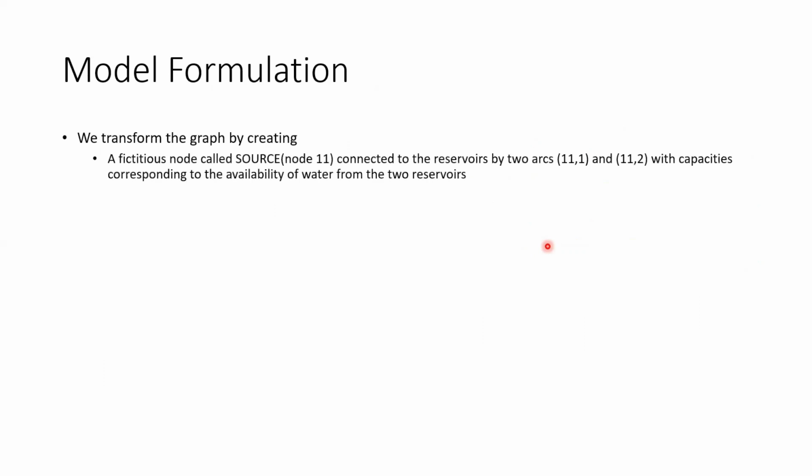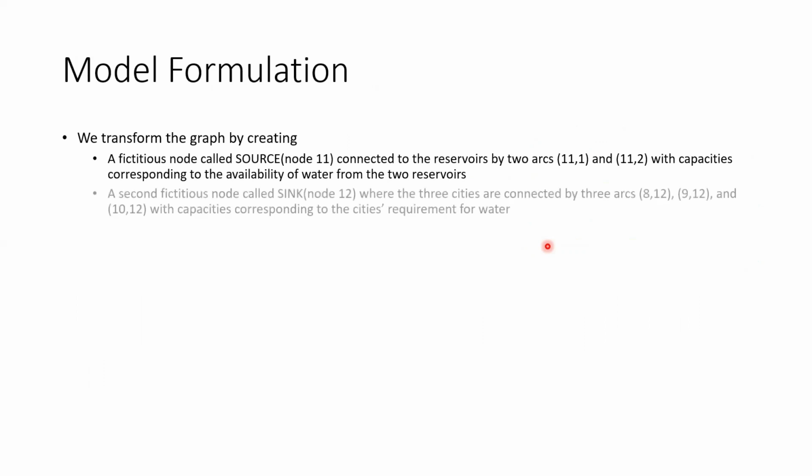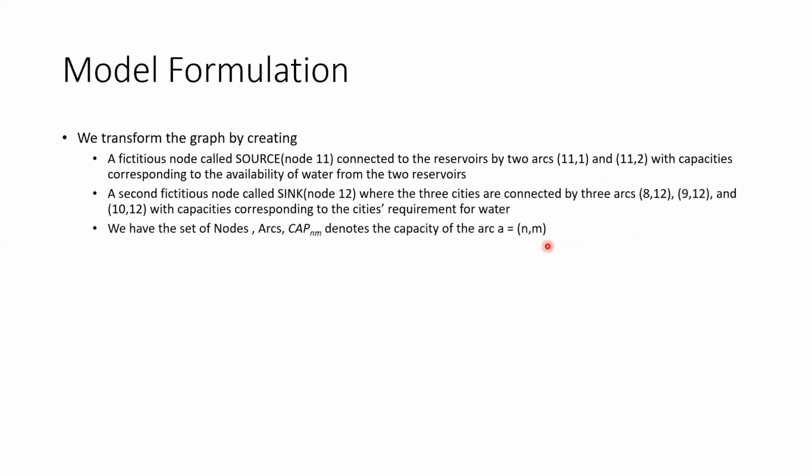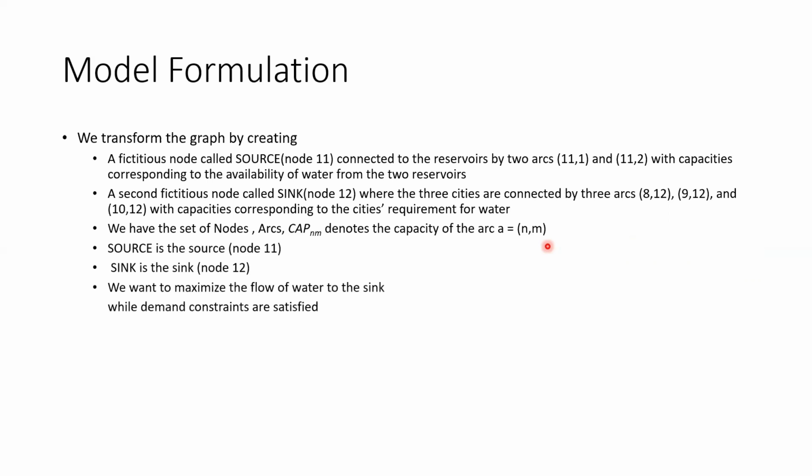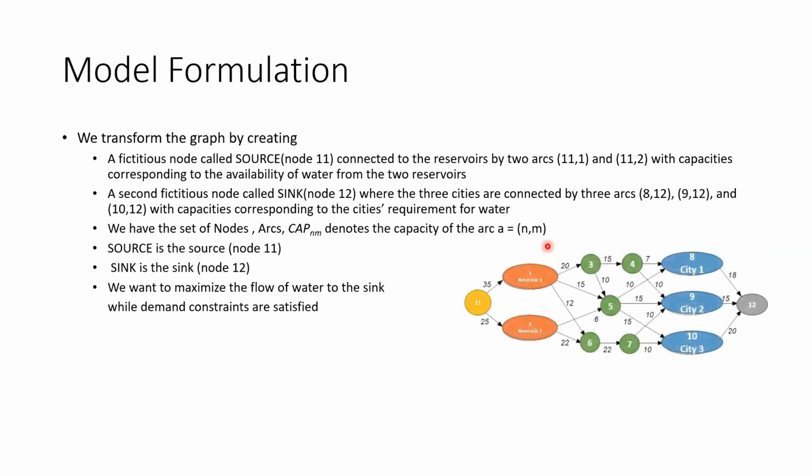Now we formulate the model by transforming the graph with a fictitious source node and a node where all the cities are connected, which we call the sink. So we have a set of nodes, the arcs between the nodes, and then the capacity. The source is node 11 and the sink is node 12. So we want to maximize the flow of water to the sink while the demand constraints are satisfied.